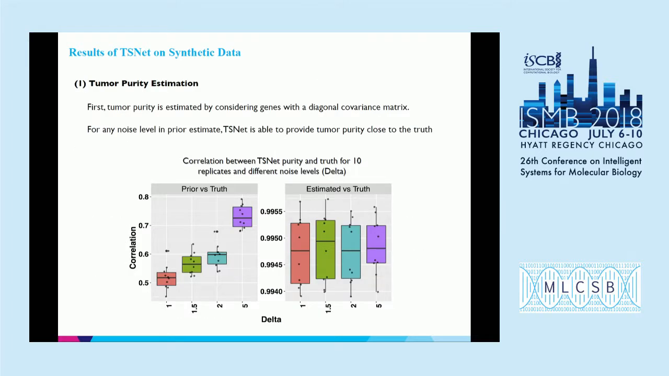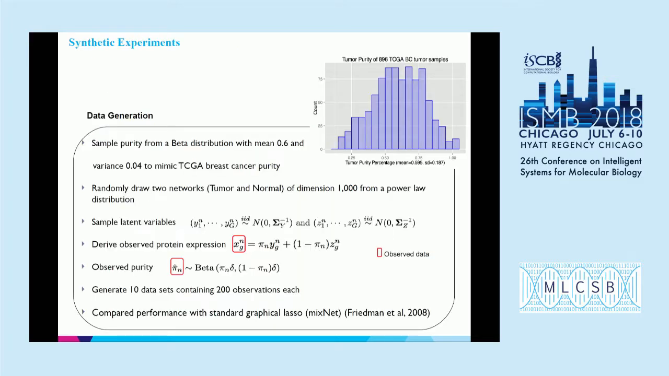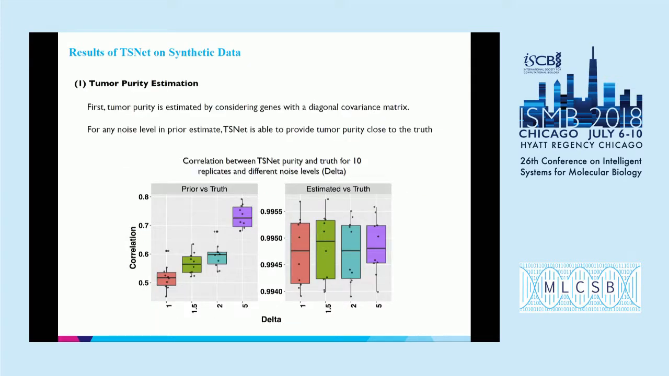So these are the results for tumor purity estimation. Actually, I didn't mention that for the observed purity, we use different values of delta. Delta is a parameter controlling the variance of this beta distribution. So when delta gets low, the prior tumor purity diverges from the actual purity. So we actually have the results for different levels of delta, different levels of noise.